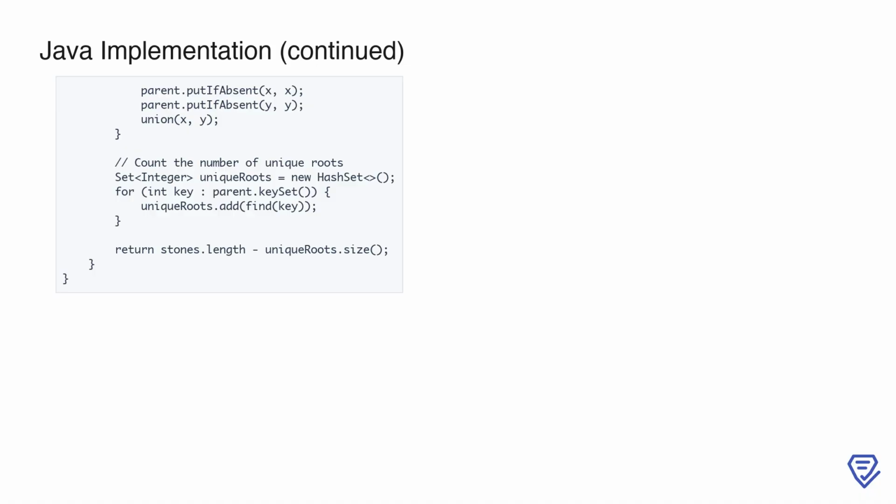Finally, we return the total number of stones minus the size of unique roots, which gives the maximum number of stones that can be removed while leaving at least one stone in each connected component. This completes the implementation of the solution.